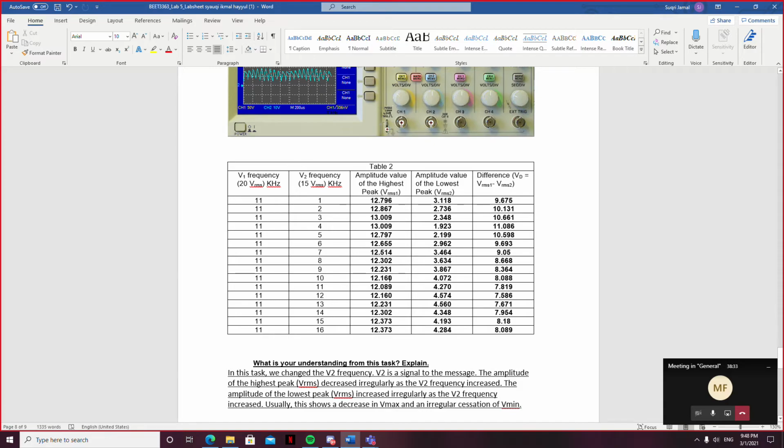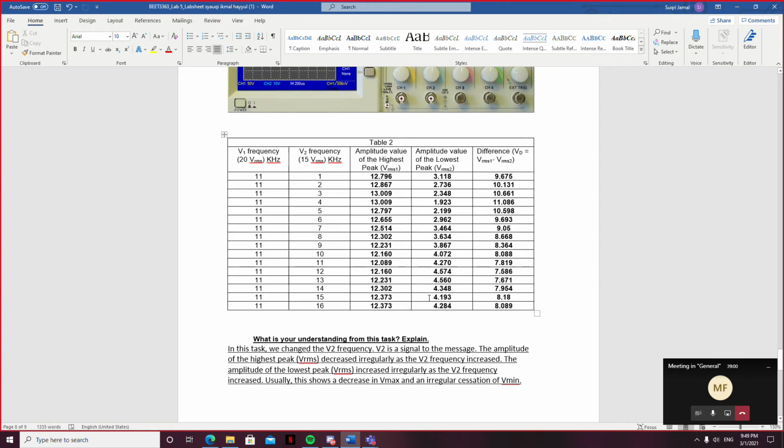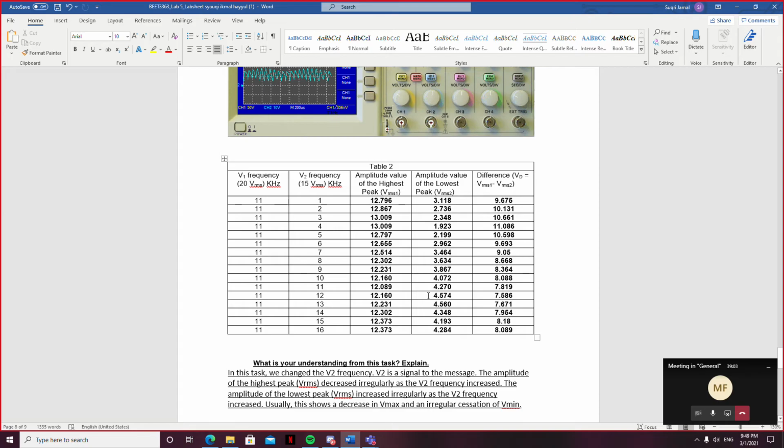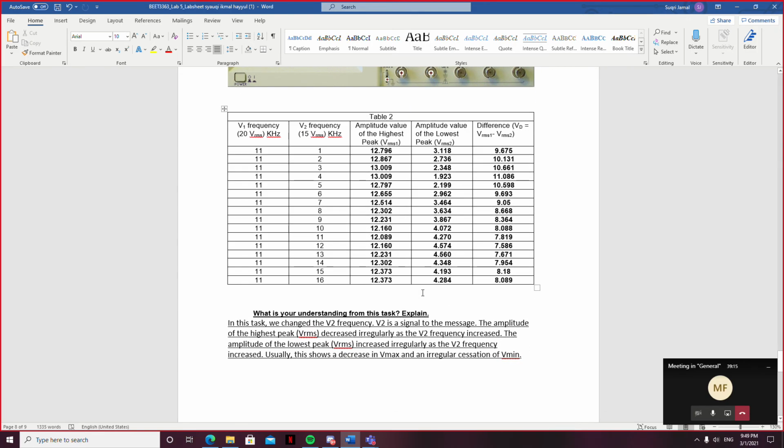So from here we can see that V2 is the message signal frequency. The amplitude of the highest peak VRMS decreases as the frequency increases. The amplitude of the lowest peak VRMS increases irregularly as the V2 frequency increases. This shows a decrease in Vmax and an irregular increase of Vmin.